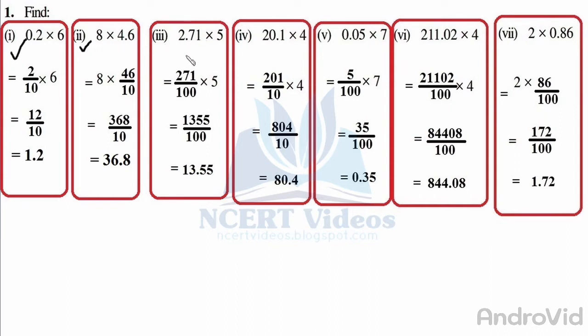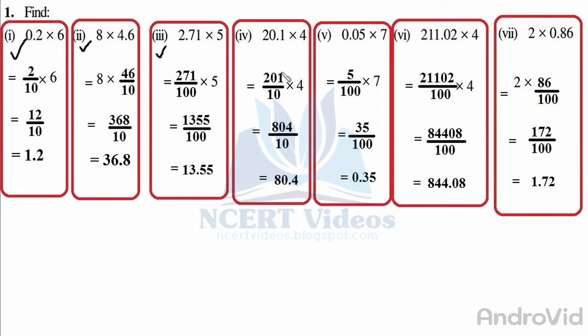Here 271 as it is, representing the decimal with 1, counting digits 1, 2, therefore 2 zeros into 5. Now 5 ones are 5, 5 7s are 35, 3 carry, 5 2s are 10 plus 3 is 13. Now divided by 100, writing 1355 as it is, counting the number of zeros, here it is 2, therefore after 2 decimal places, 1, 2, so 13.55.